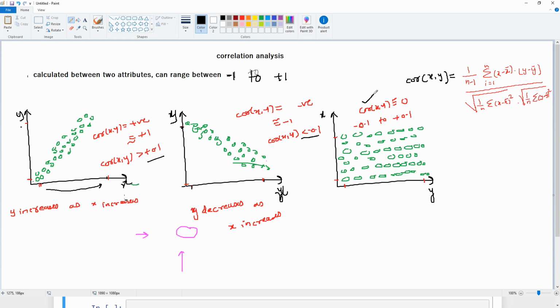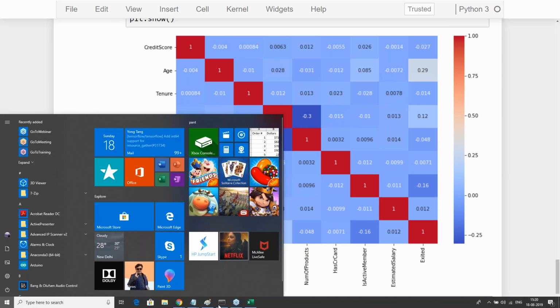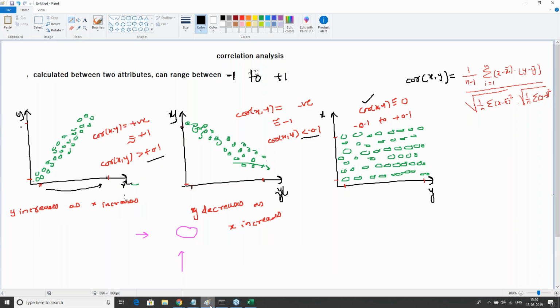That's where we can say that credit score has no impact on exited, which is what we also discussed earlier. Minus 0.027 is very close to 0. That means no impact. We also discussed this earlier. Age, with respect to age, is it 0.29? So 0.29, is it similar to case 1, 2, or 3?